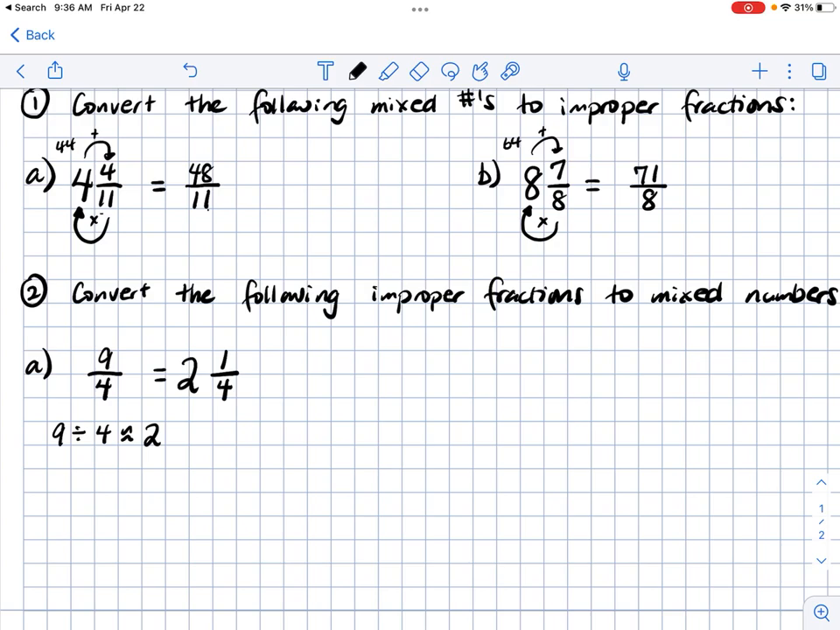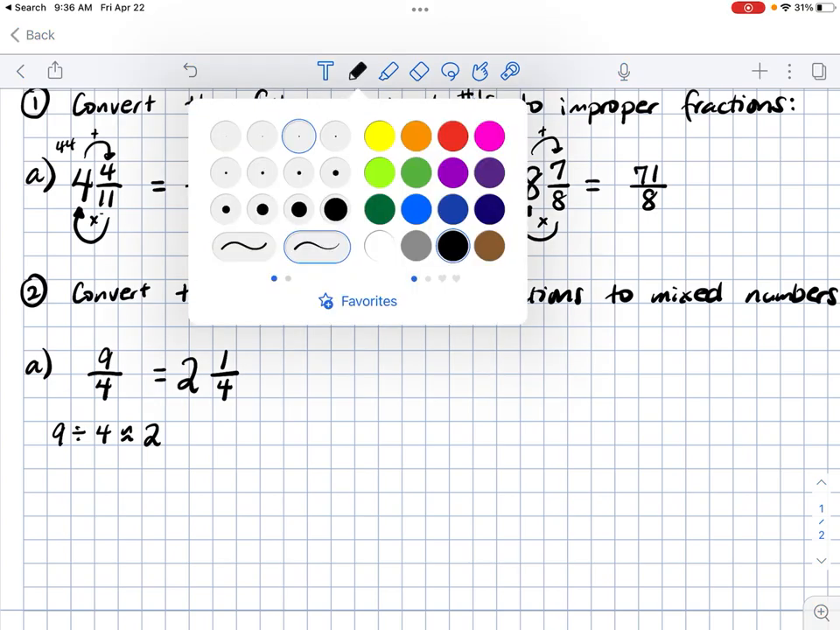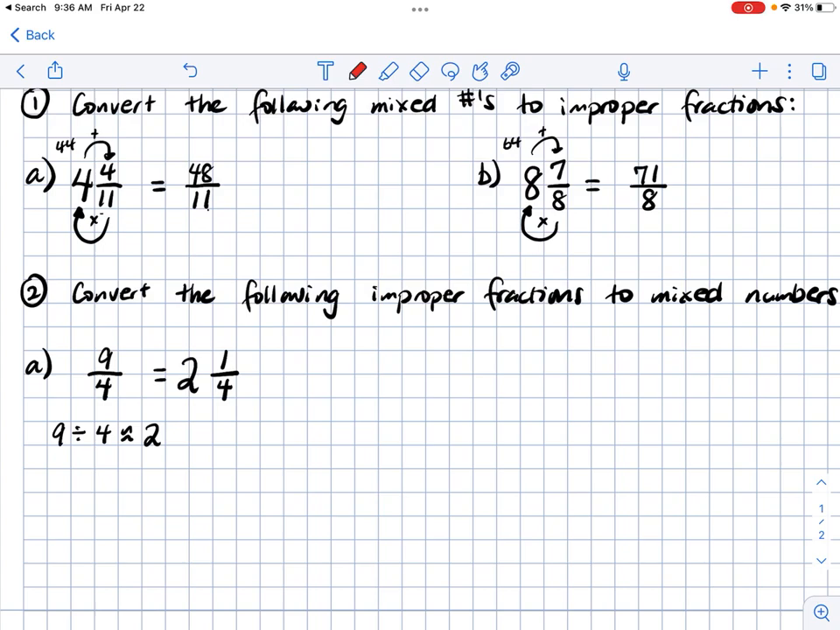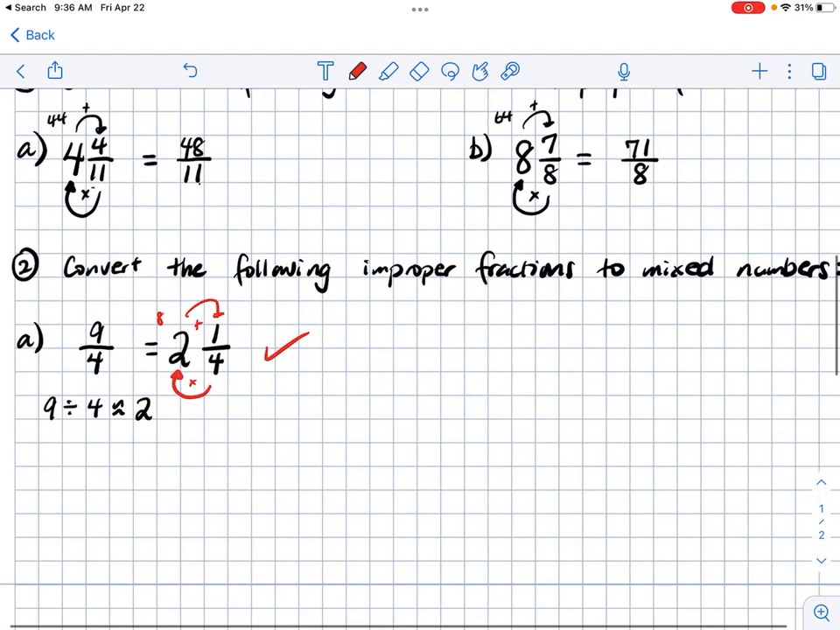There is a really good way to check your answer because you actually just follow the steps as in the examples in number 1 above. So I'm going to follow my steps. I'm going to check and see if I'm right. So 2 times 4, what is that? That gives you 8. What's 8 plus 1? That gives you 9. So we know that these two are equivalent. So again, to repeat the steps, you're dividing the numerator by the denominator. You're getting the closest whole number, and that will become whatever your whole number part is of the mixed number. The remainder is what the numerator of the fraction will be.